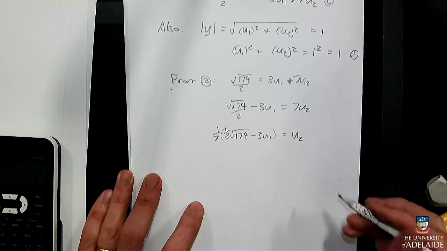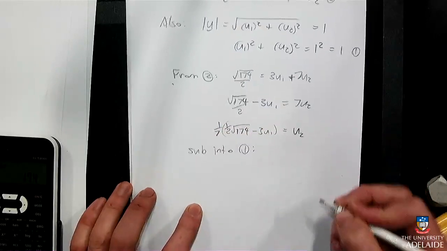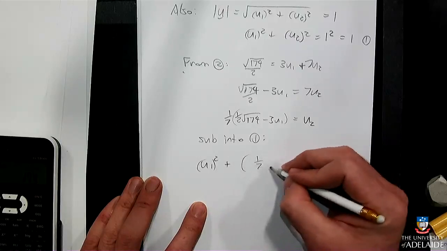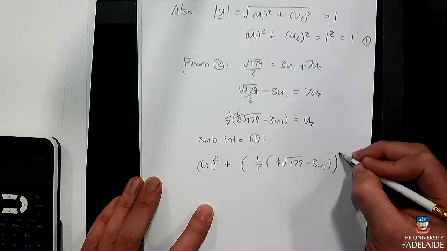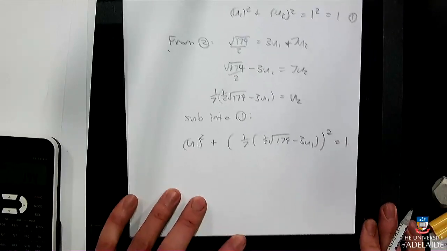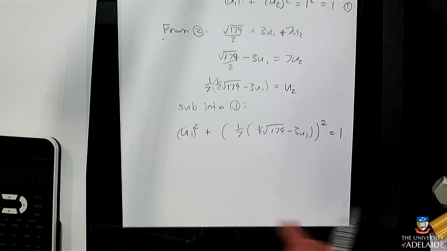Okay. So what if I sub this back into 1, and I'll get u1 squared plus 1/7 times (a half of root 174 minus 3u1) squared is 1. And that's totally a quadratic equation in u1. So it should technically be possible to figure out an answer for that, which would have to happen via the quadratic formula. I can't think of any other way. I'm going to have to expand that out. Oh, it's not going to be fun, people.